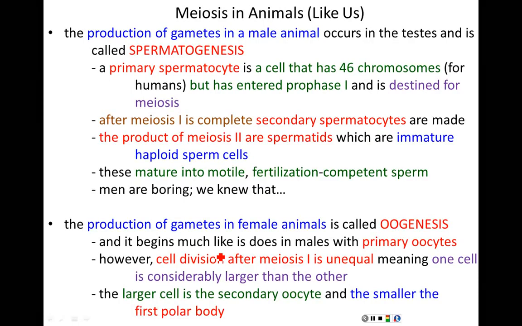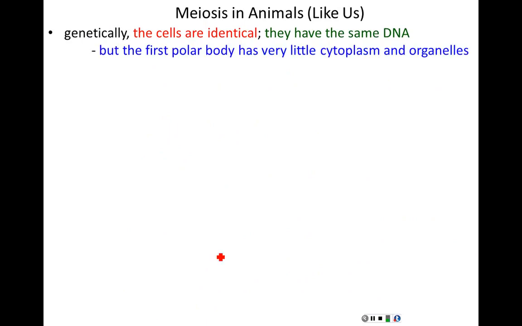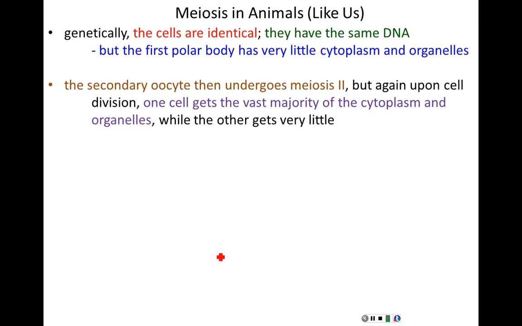The cytoplasmic division in men was equal. The cytoplasmic division in females is unequal, giving one very large cell, referred to as the secondary oocyte, and a much, much smaller cell, which really is nothing more than a nucleus, referred to as the first polar body. Genetically, DNA-wise, the cells are identical. They have the same DNA. But the first polar body has very little cytoplasm, very few organelles, and it's not viable. It'll die. The secondary oocyte then undergoes meiosis 2.